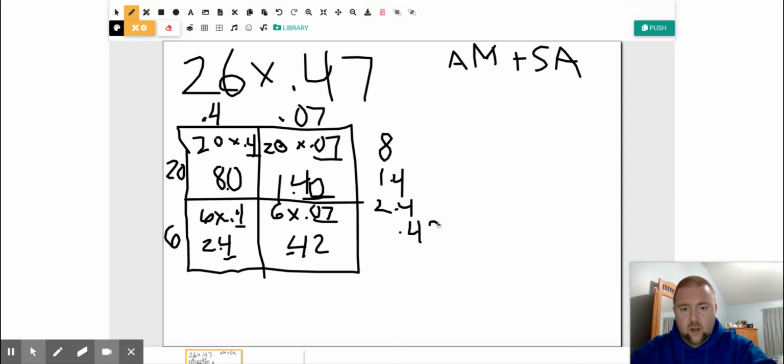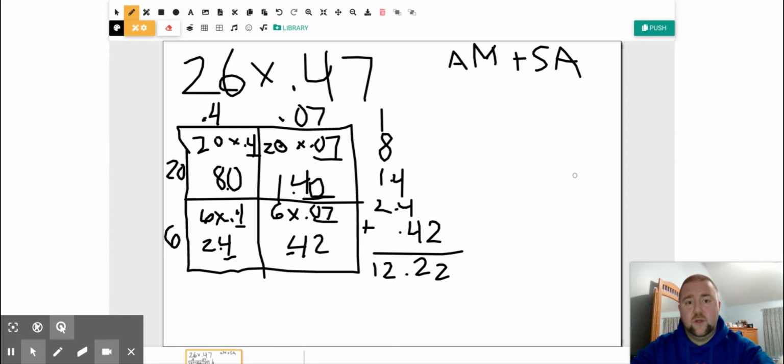Now, you could add them all together like this, or you could break them apart. I'm going to add them together just like this. I've got a 2 in the hundredths place, 4, 8, 12 in the tenths place. Put down my 2, carry my 1. 8 plus 1 is 9, plus 1 is 10, plus 2 is 12. So my answer for this one would be 12 and 22 hundredths. That's the whole area model, right? So the answer would be 12 and 22 hundredths.